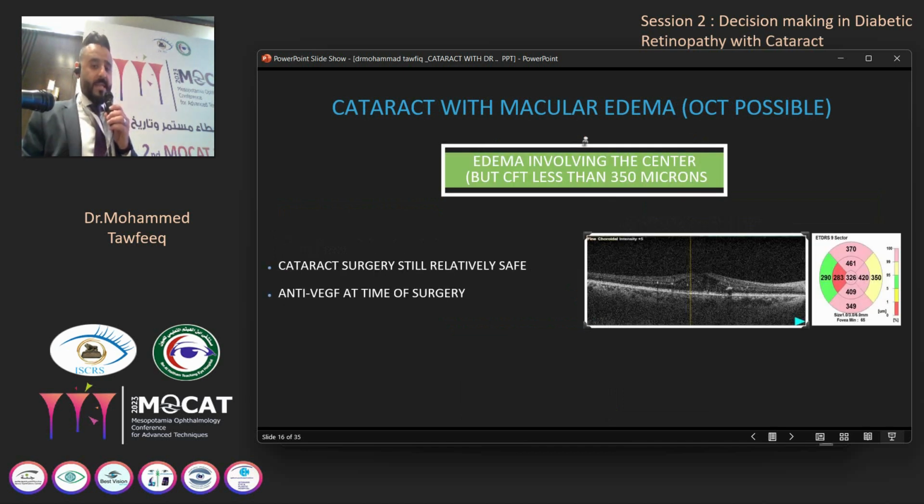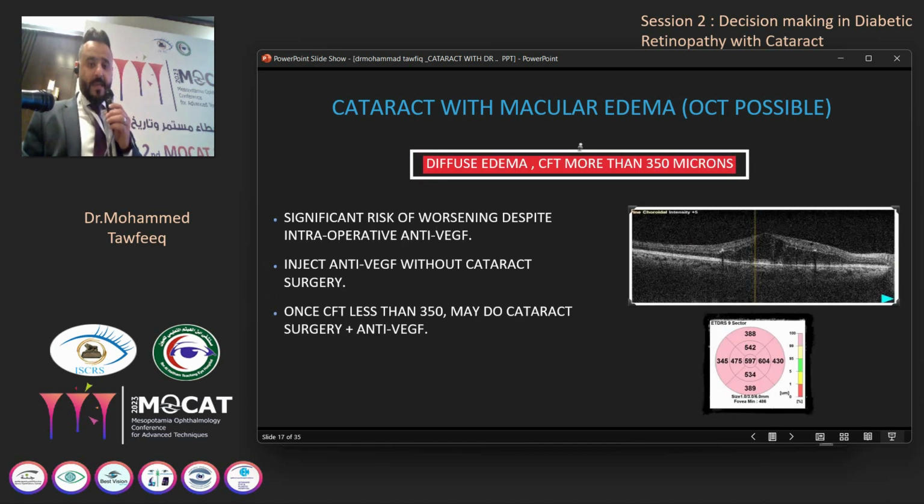However, in these cases, it's better to defer the cataract surgery and first of all fix the edema, because the patient will not improve from the cataract surgery. In cases of diffuse edema, the central subfoveal thickness is more than 350 microns.